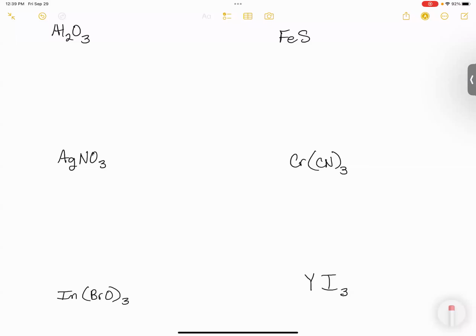Yes. That is correct. It would be... No, it would be different. It's not bromate, because it is in parentheses.